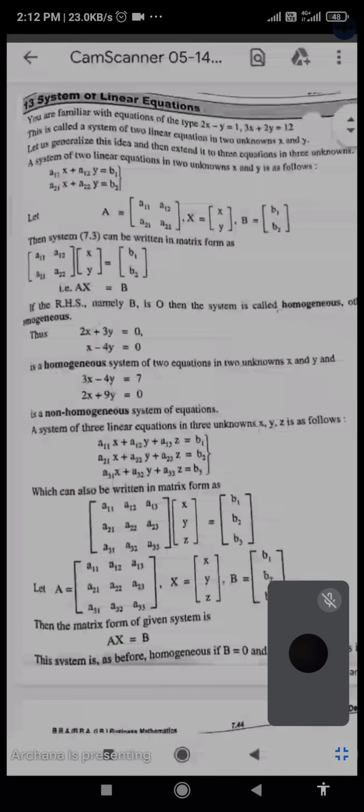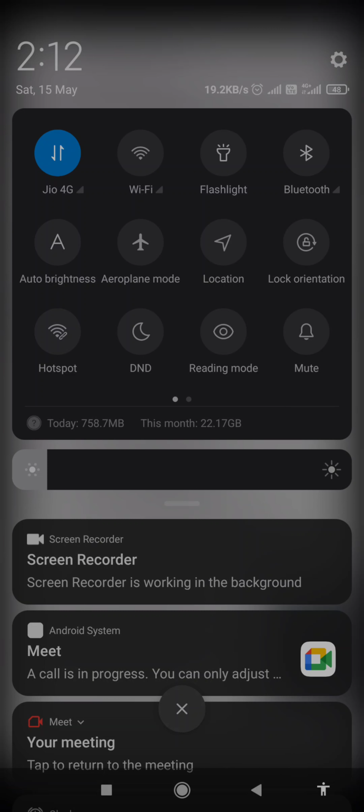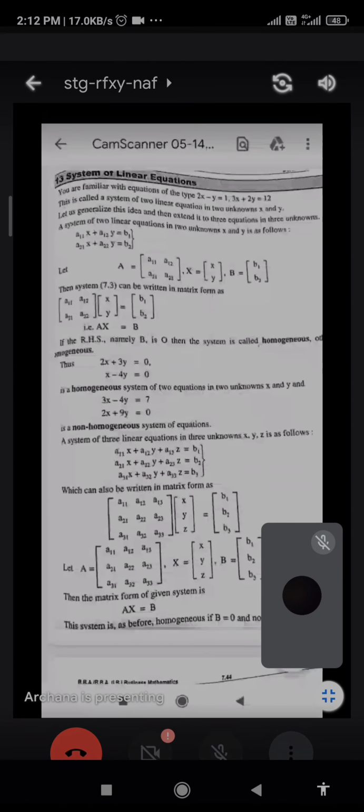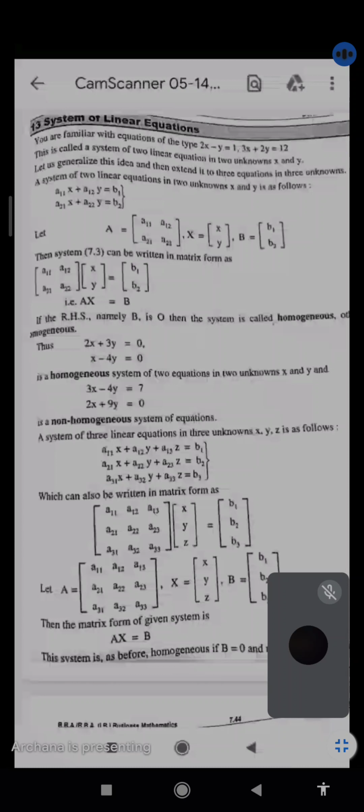So how to find the solution of this equation? 2x minus y is equal to 1 and 3x plus 2y is equal to 5. Just शिकवलं होतं 8th 9th स्टँडर्ड मध्ये how to find.